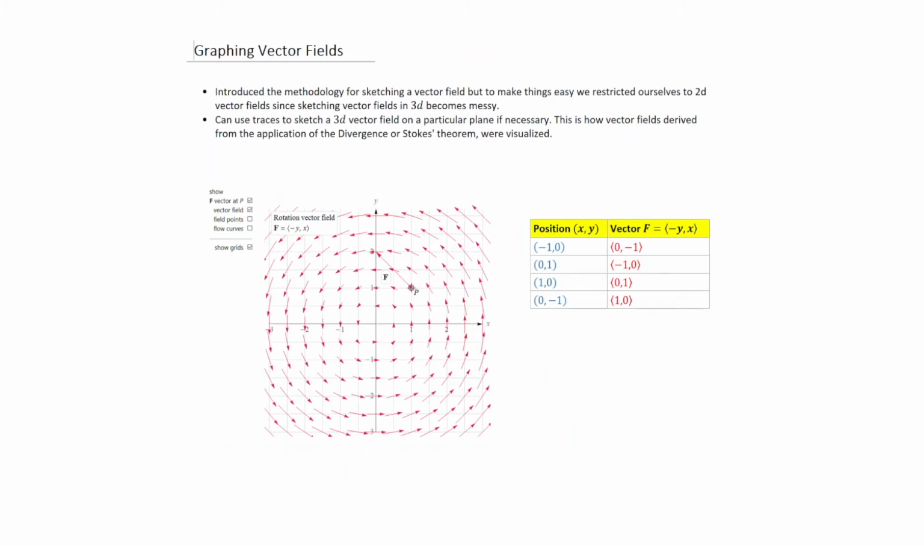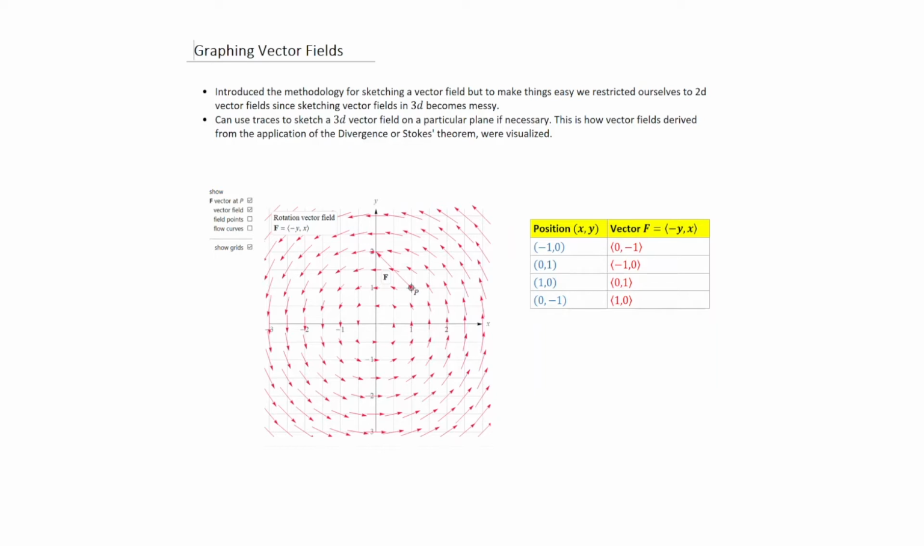All right, so the first thing we did was to look at basically the graphing of vector fields. We introduced a methodology for sketching a field, but to make things easy, we restricted ourselves to 2D because at least you can visually see things. With 3D, the diagram would become a little bit too messy. We also found that we can use traces to sketch a 3D vector field on a particular plane if necessary. This is how vector fields derived from the application of the divergence or Stokes theorem were visualized. So we made very heavy use of traces when we were looking at applications of the divergence or Stokes theorem.